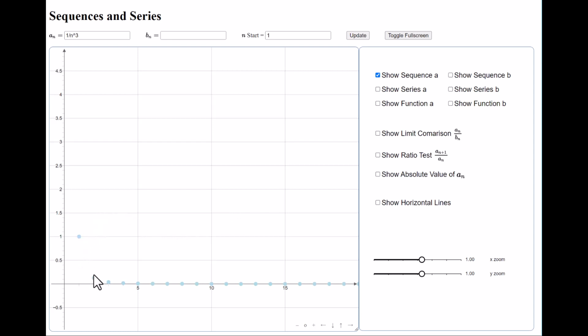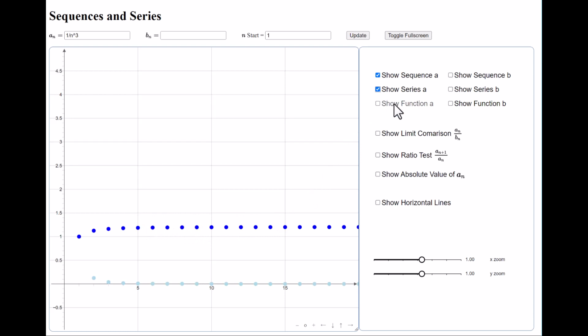So here are the terms of that sequence. The sequence 1 over n cubed, these are the individual terms. Now, we're not looking at what the terms of the sequence are doing. They're going to 0. We're looking at the sum of those terms. So that's going to be the infinite series. So if I add up these terms, this is the sum that I'm reaching.